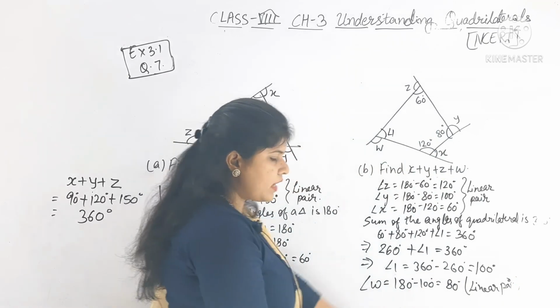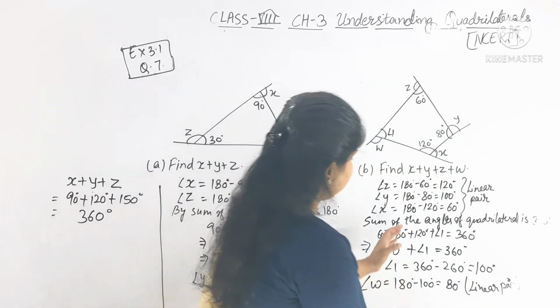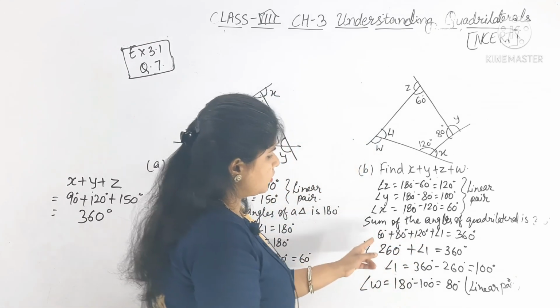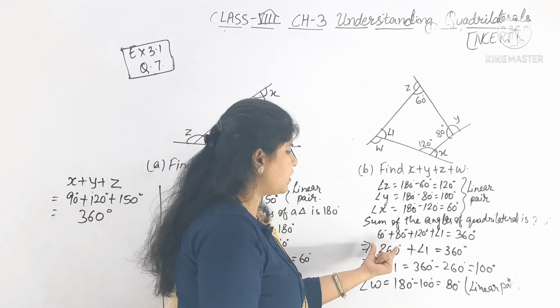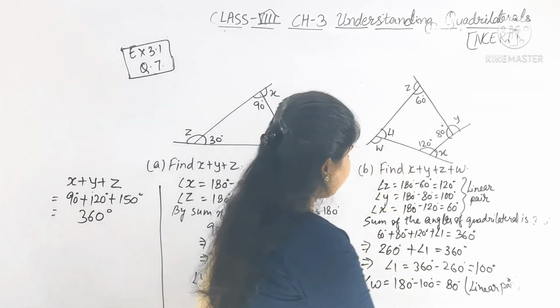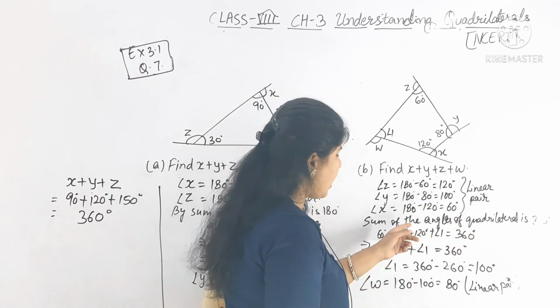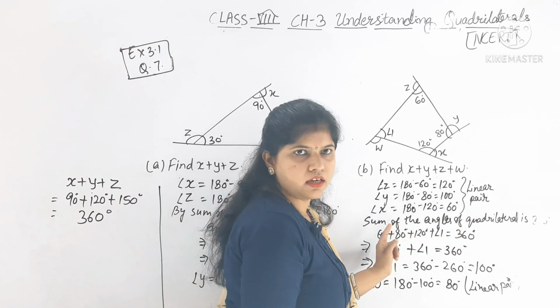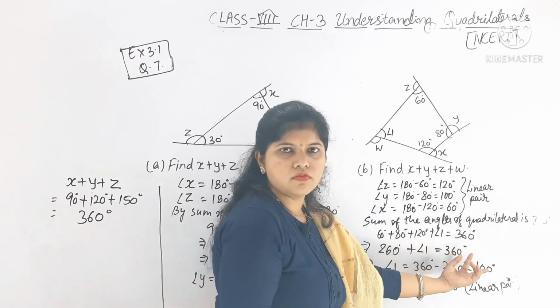We have to write the reason also, why this happens. And here also, you can't write directly that the sum is equal to 360 degrees. You have to write this line: sum of the angles of a quadrilateral is 360 degrees, therefore this one.